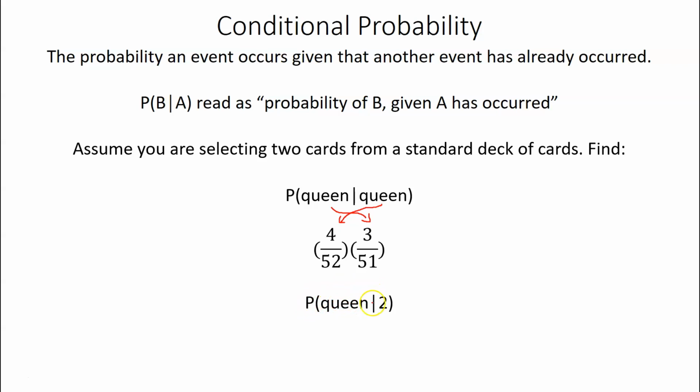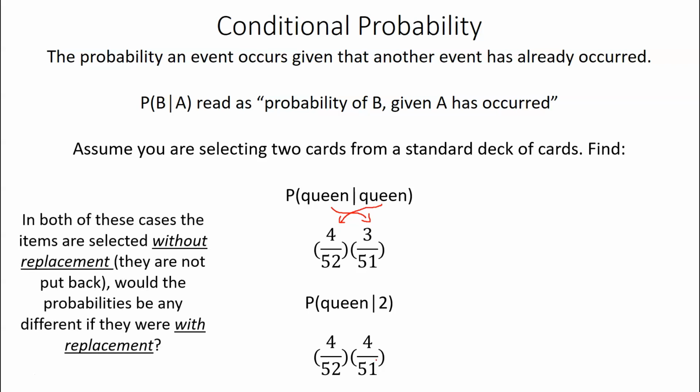Probability of getting a queen given a 2 has already been selected. This is still a conditional probability, and there still is a little bit of tweaking. It's still dependent, not in that there are fewer queens to be chosen, but there are fewer cards to be chosen. So with conditional probability, a lot of times you have to kind of tweak the numbers as you go.